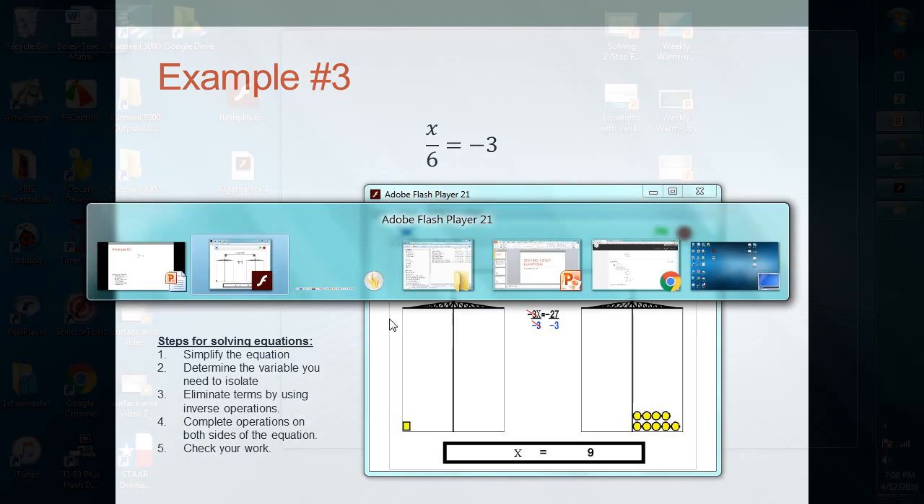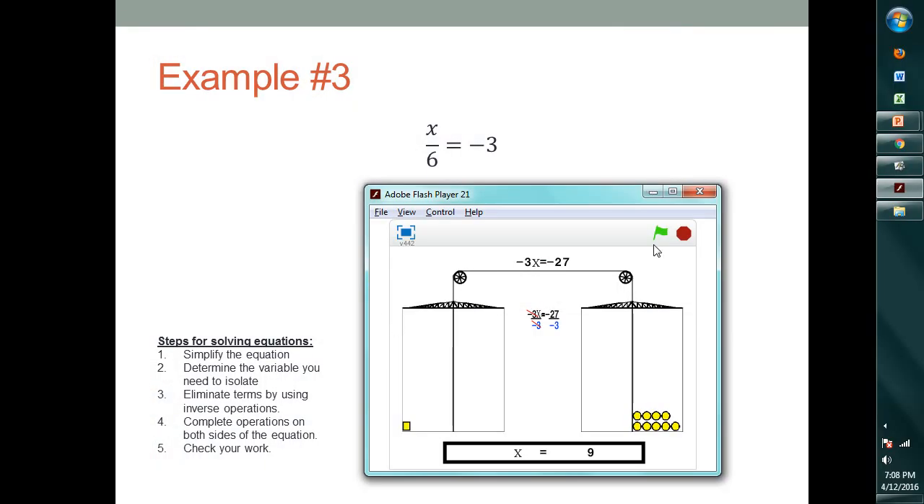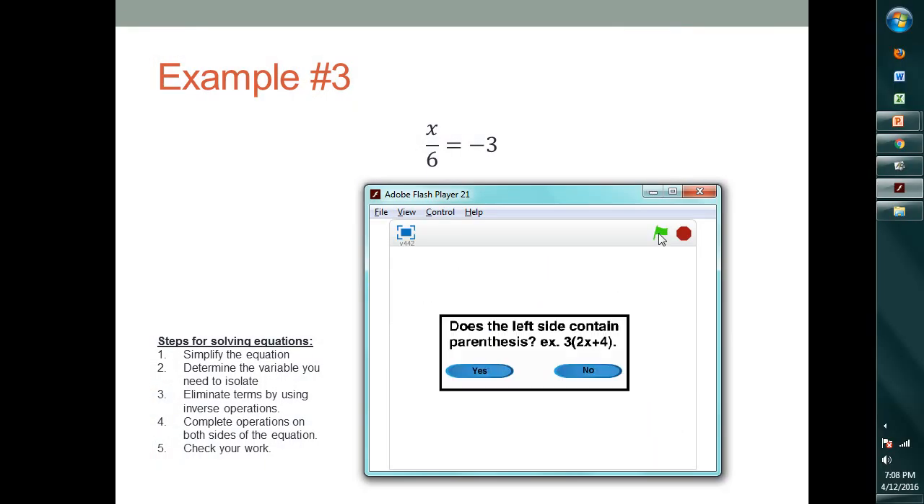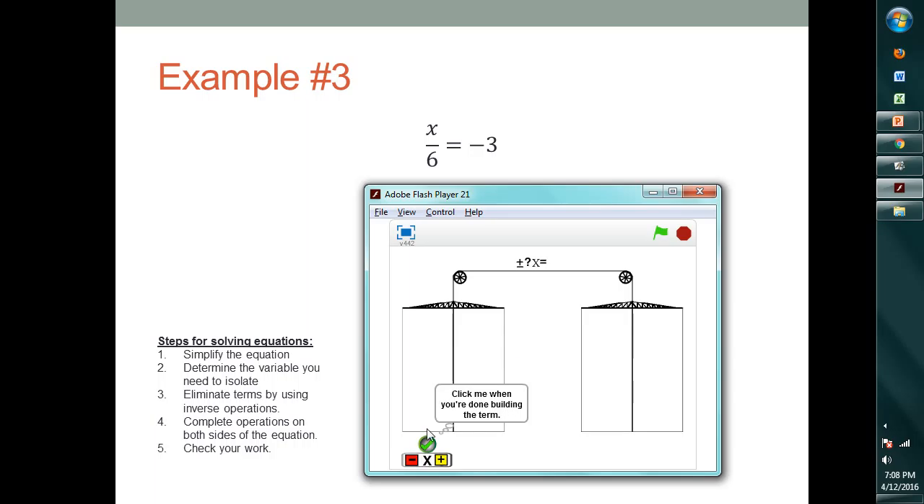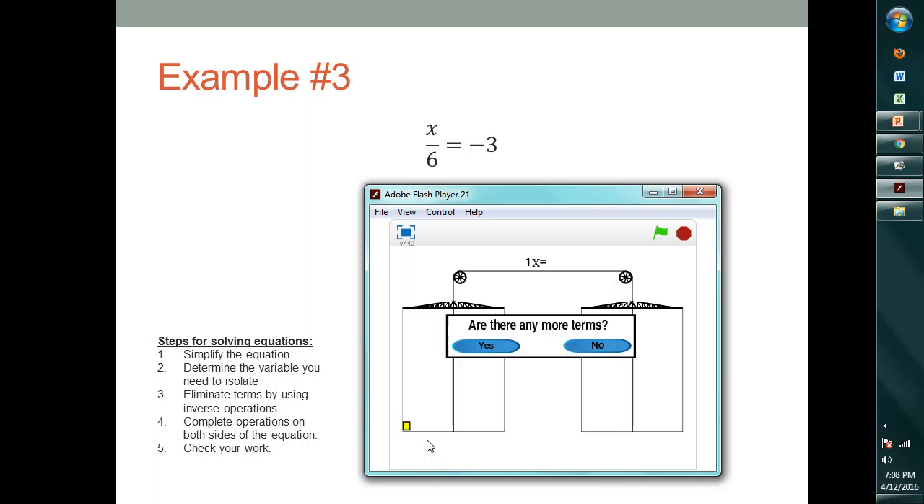So let's see how the application does that. Again, I'm going to go through and start it over. No parentheses, but there is division this time. And it's going to ask you a few questions. Do I have a variable? Now you're just going to focus on the numerator. How many are up there? In this case, I only have 1x, so I just put 1 up there.